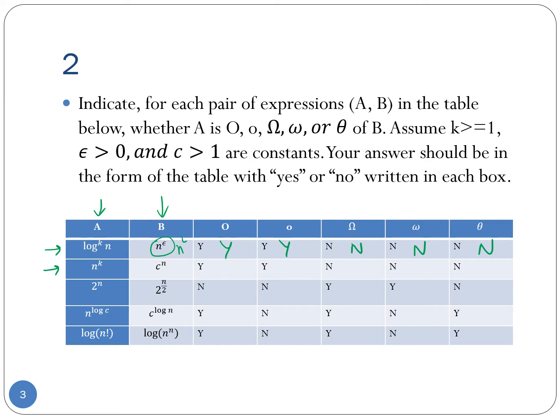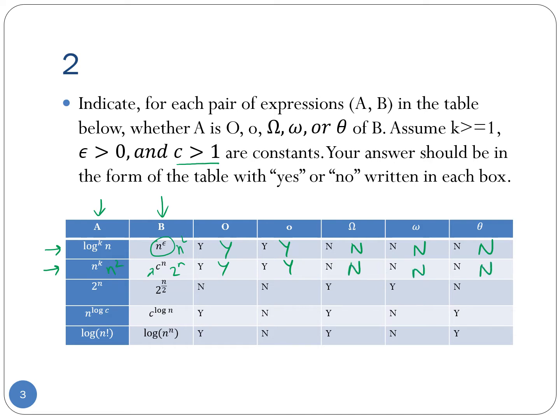In the second row we have n to the power k compared to c to the power n. Notice that n to the power k is a polynomial function, think of this as n square, and c to the power n is an exponential function, for example 2 to the power n. Obviously any exponential function will grow much faster than a polynomial function. This is especially true because c is greater than 1, and therefore n to the power k is going to be little o of c to the power n. As it is little o, it has to be big O.